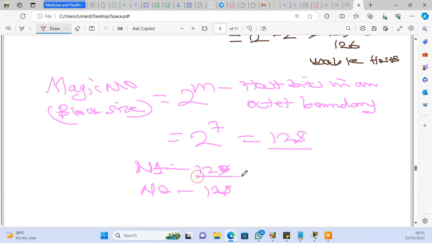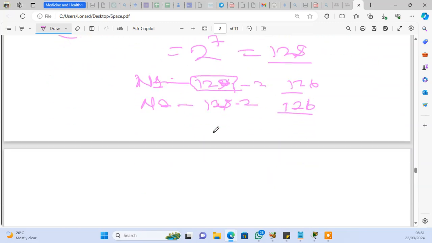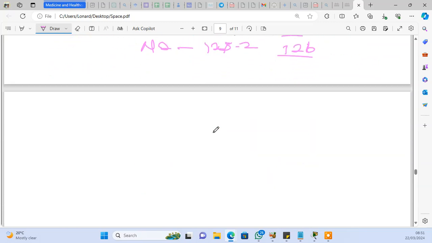But within this, we have what we call the usable. So for the usable, you subtract 2 from this. Subtract a 2, and then you remain with 126 usable addresses.